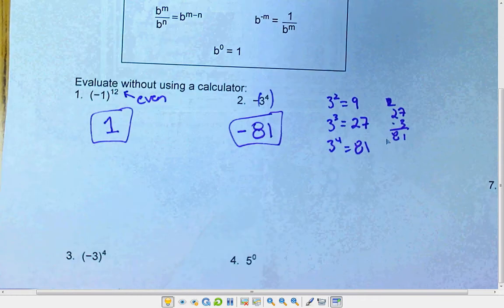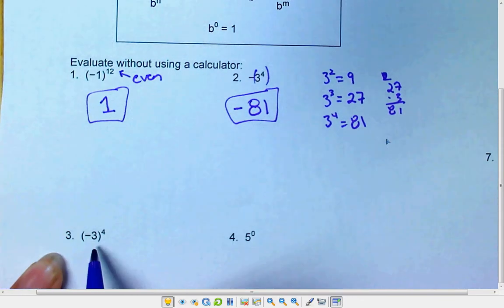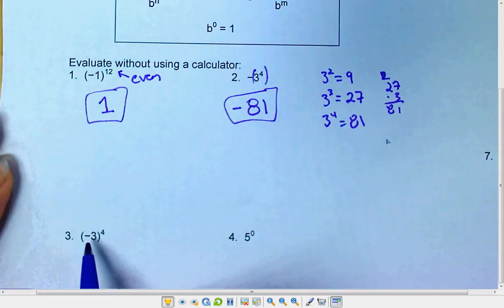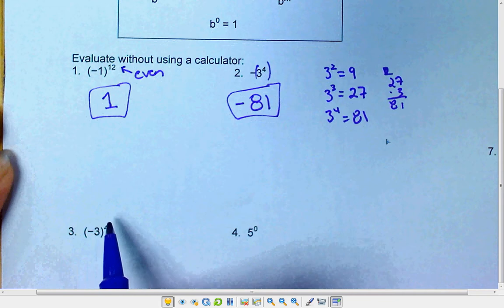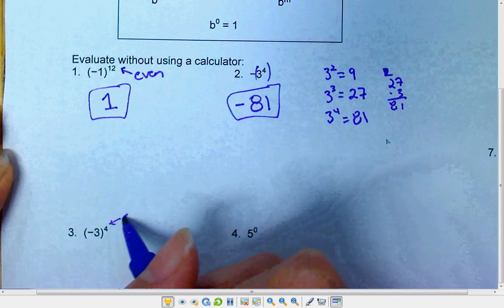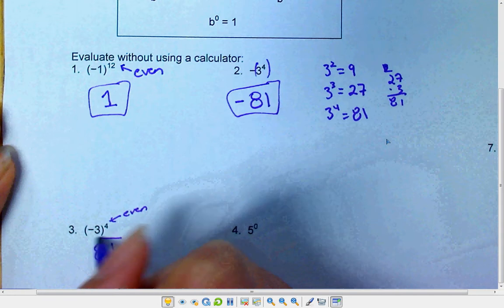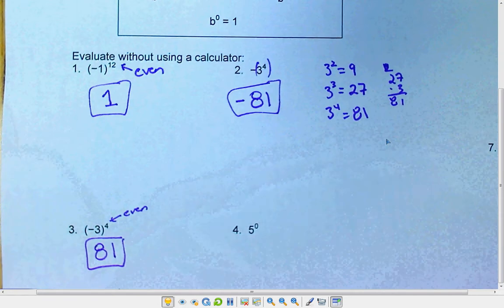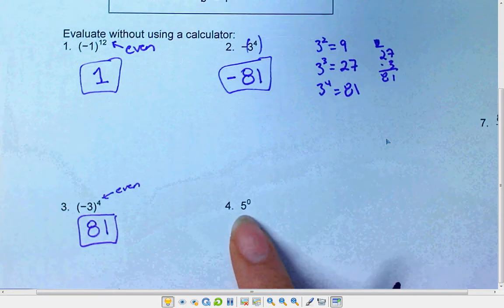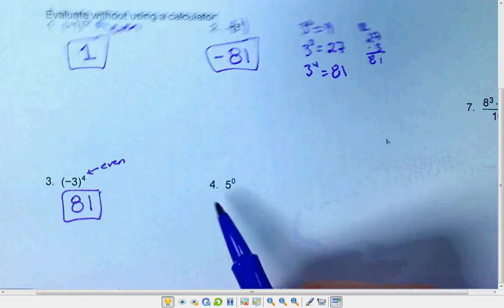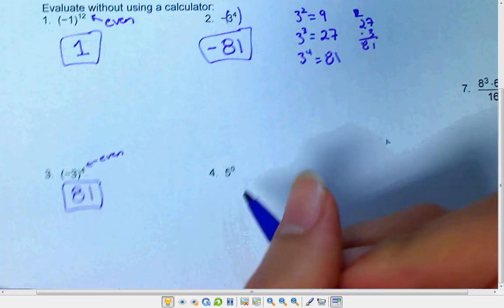The difference between this one and number 3 is that this negative is on the inside of the parentheses. So if you have a negative 3 to the 4th power, again, because this is an even exponent, it's going to get rid of the negative and just leave us with a positive 81. Number 4 just reminds us of the rule where anything to the 0 power is just 1.